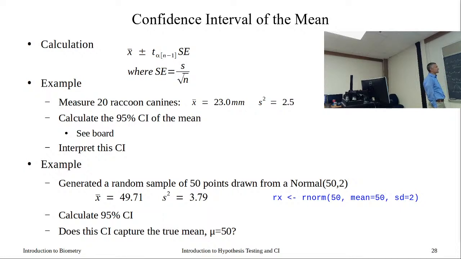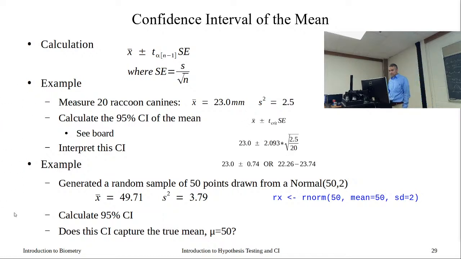All right, so here's the example. We measure 20 raccoon canines. They have an average length of 23, variance of 2.5. We want to calculate the 95% confidence interval of the mean. If we were going to calculate it by hand, we would go to the formula: we've got our mean, plus or minus our t-critical value, and the standard error. The mean is already given to us, that's 23.